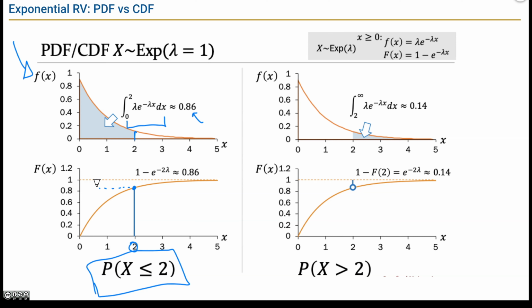That's just going to be the value of this function, capital F, at 2. So I get the same answer. It's just faster because I don't have to do the integration.